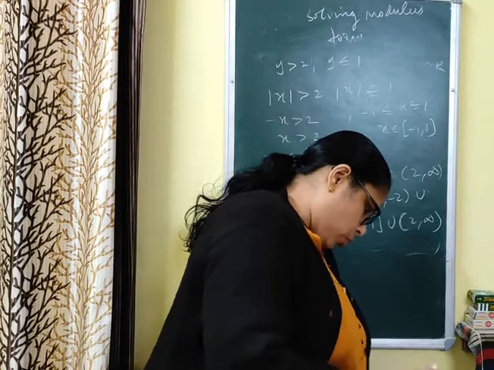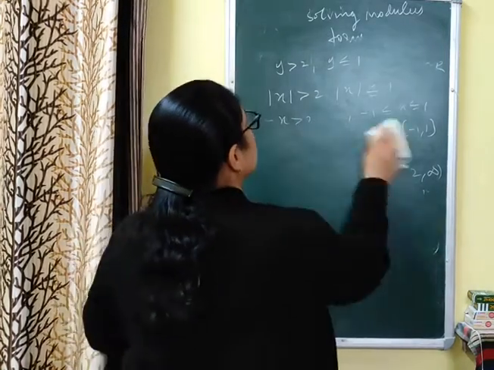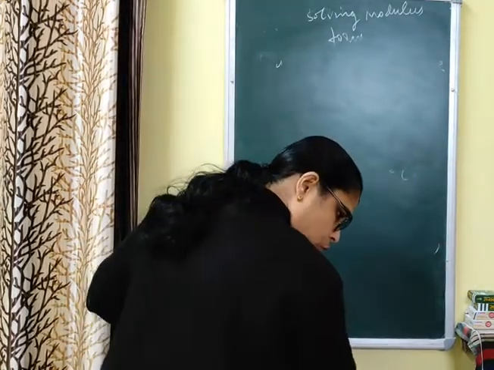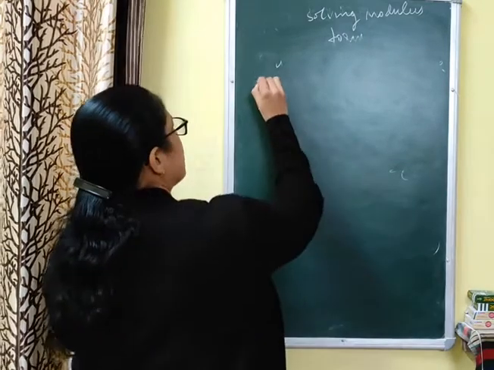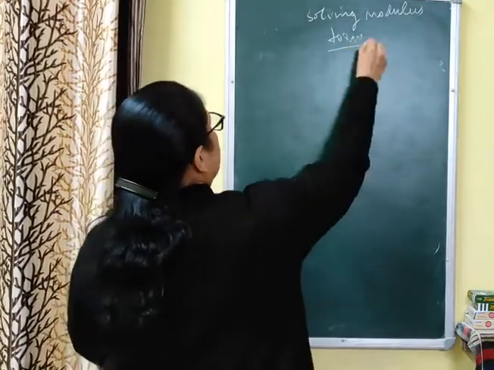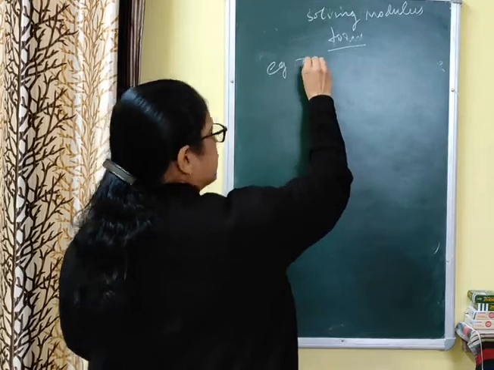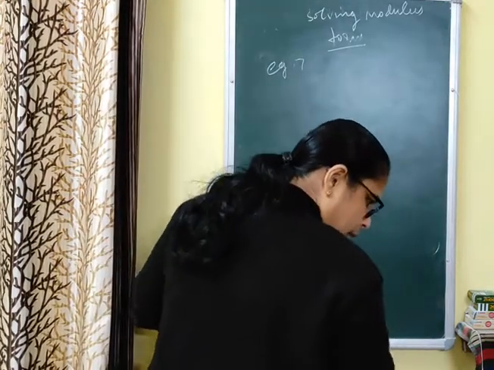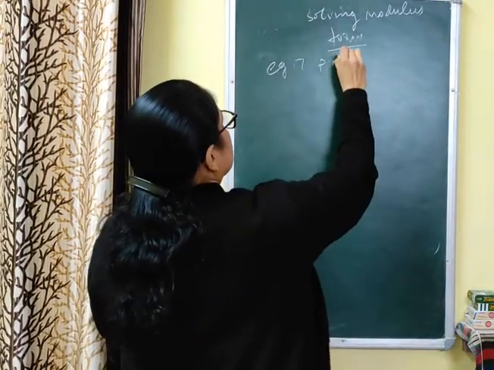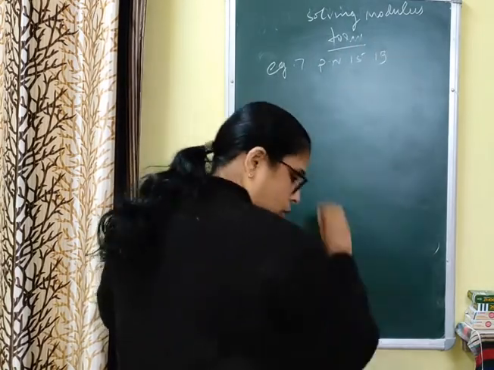Now I will do one more question. The remaining questions you have to do by yourself. One more question I am doing is example 7. Whenever you have any problems regarding linear inequality, it is better to draw a number line. Page number 15.19. I am reading the question.